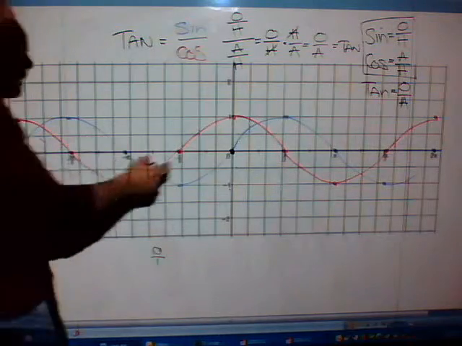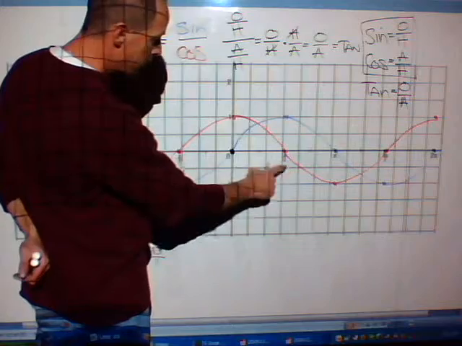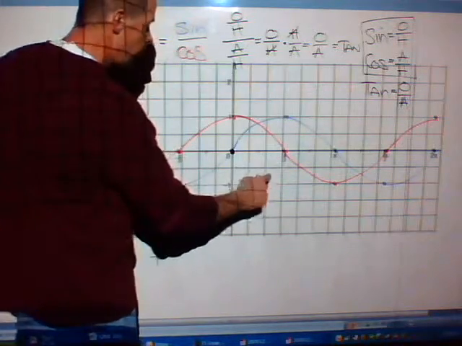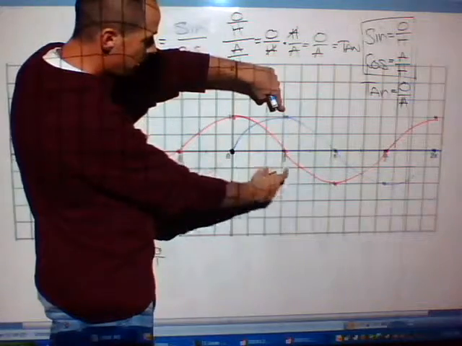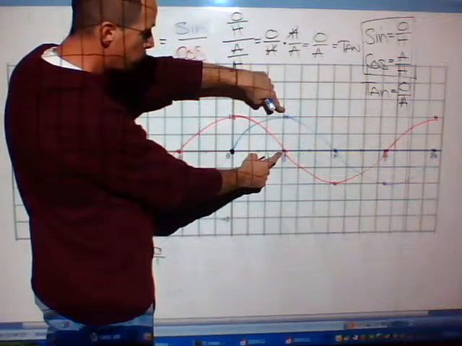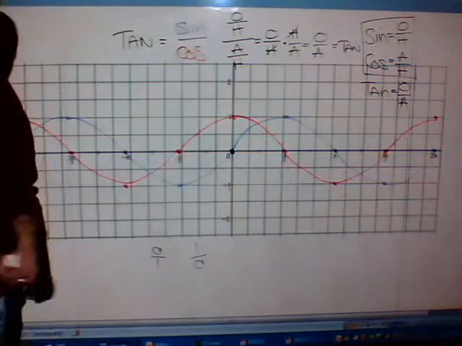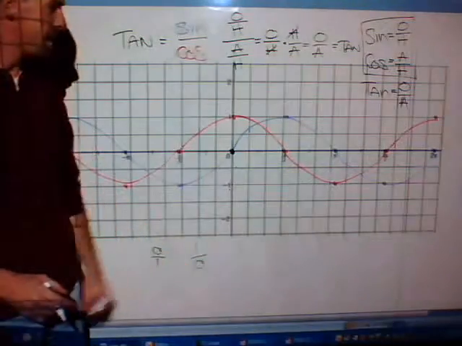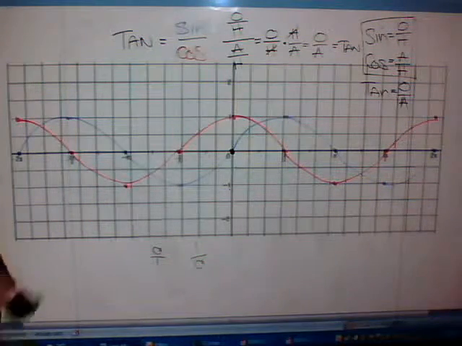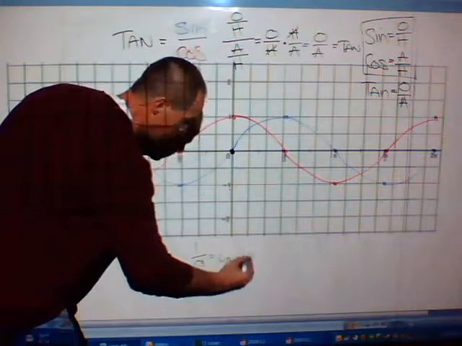Our next value, let's do this at pi over 2. At pi over 2, we have the blue, which is at 1, and our red, which is at 0. So we have 1 divided by 0. Uh-oh, we're dividing by 0. Well, we know we're not allowed to divide by 0. So that means this is undefined.